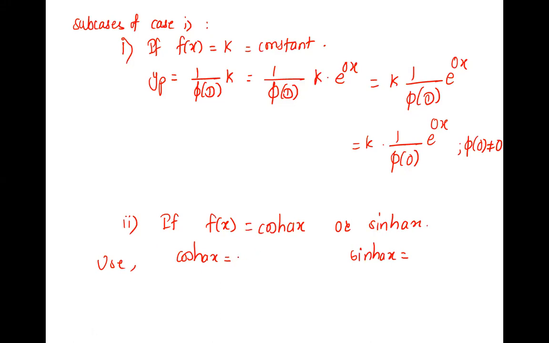What is cos hyperbolic ax in terms of e? e raised to ax plus e raised to minus ax upon 2. This is the formula of cos hyperbolic ax. What about sin hyperbolic ax?